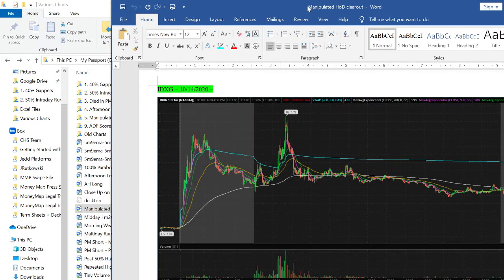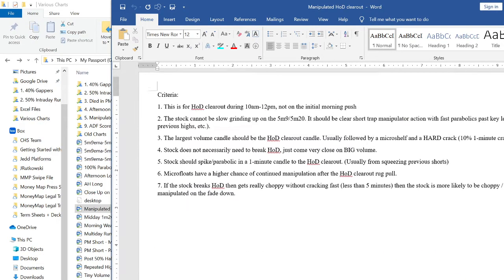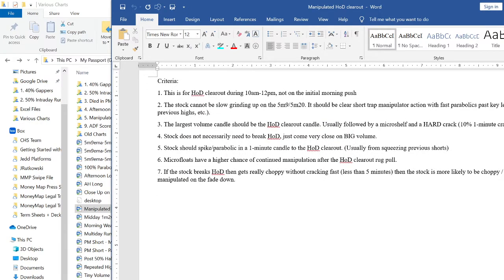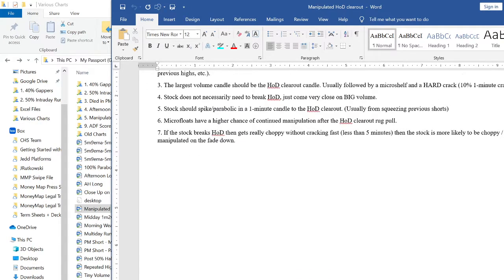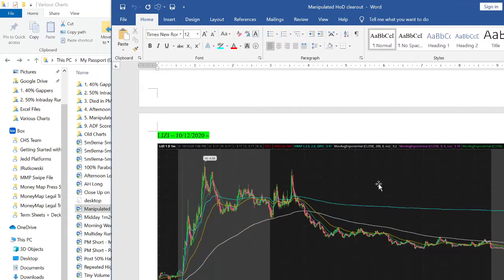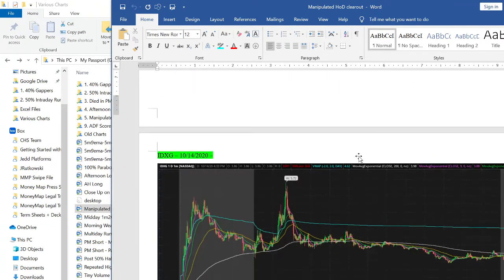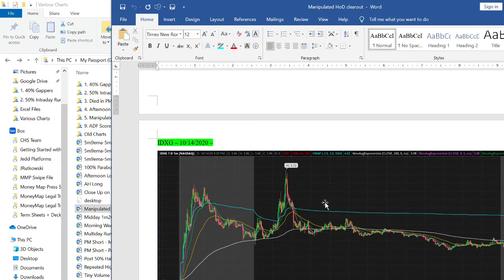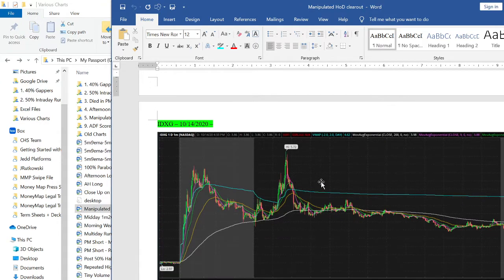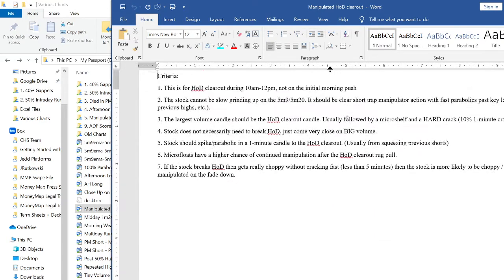So this pattern, like I said, is the manipulated high of day clear out. This is actually for a very specific time frame. And actually, I'll show you my criteria. I kind of wanted to hide this, but when you start putting these charts together and go through hundreds of examples, you start to notice there's very specific time frames where this pattern works well. There's very specific price action where it works well. There's very specific floats and microcap market caps, price action and volume that work well, and you start to see what the ideal situation is.